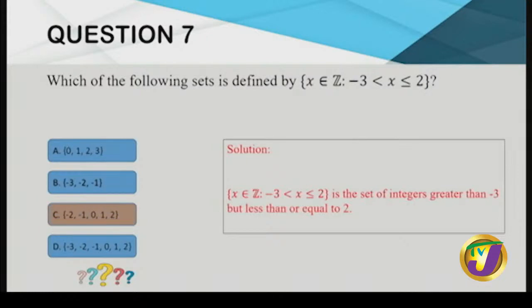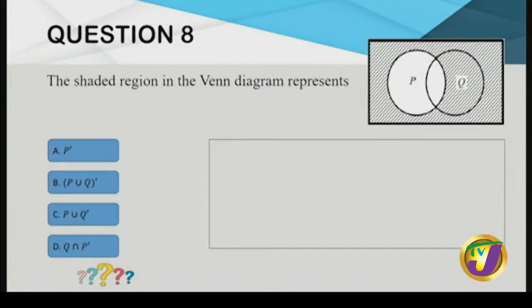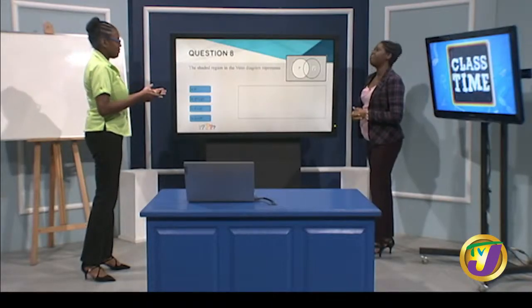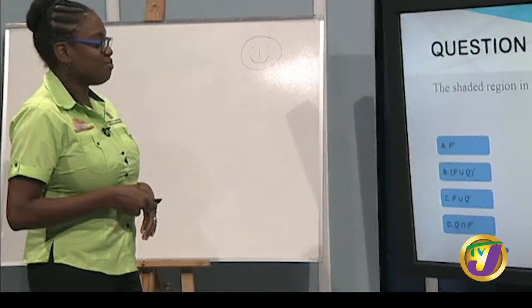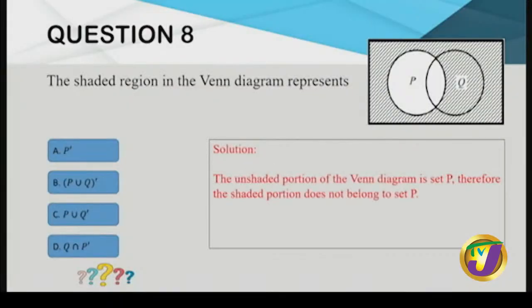And our last question, based on what we have time for. What does the shaded portion of this Venn diagram represent? Nikisha, P is the only thing I'm not seeing shaded. Based on what we discussed earlier about complement, anything that is not in P would be P complement. So our answer here is going to be A.